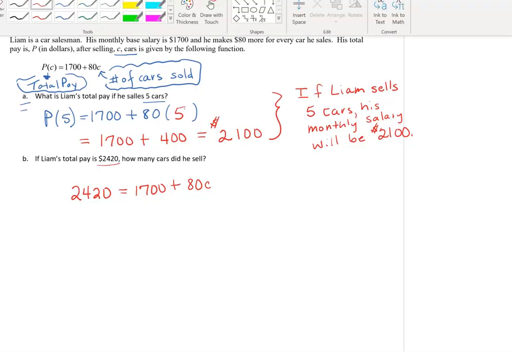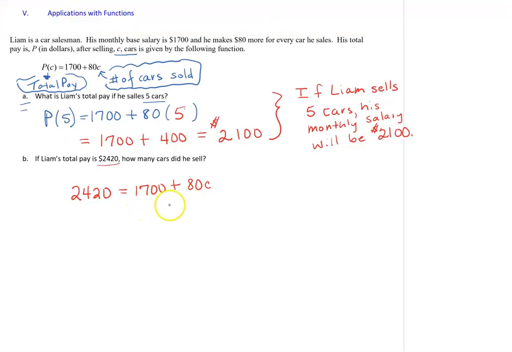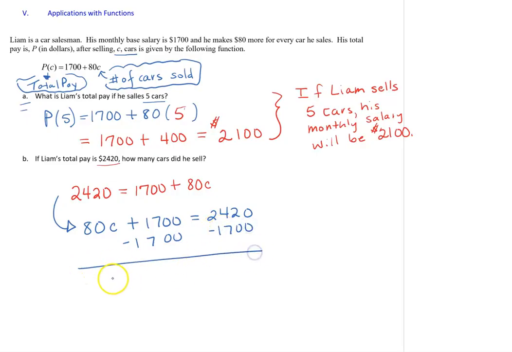So what we're going to do to solve this is we're going to subtract 1,700 from both sides. But I tell you what, before I do that, I'm going to turn it around. I'm a little OCD and I like what I'm solving for on the left, and I like my variable first. You don't have to do that, but I think it makes it a little more reader friendly. So we're going to subtract 1,700 from both sides, and that's going to give us 80C, because this is going to go away, is equal to 2,420 minus 1,700, which is 720.